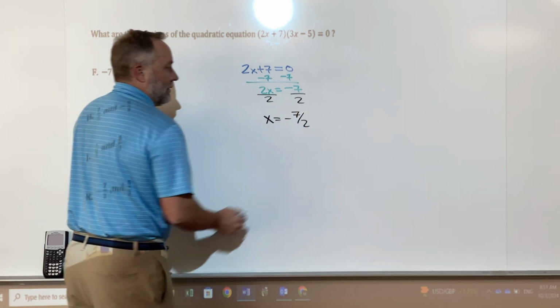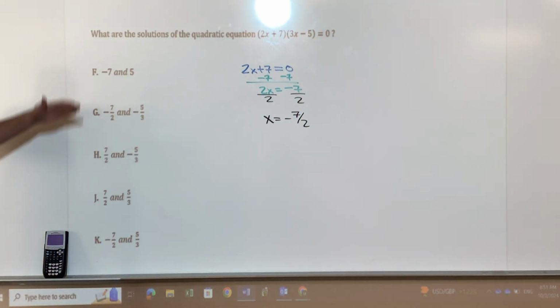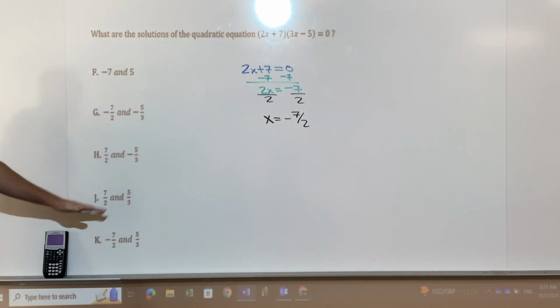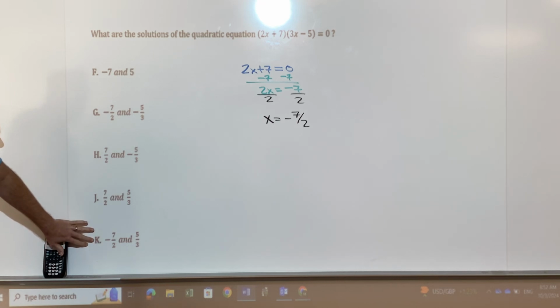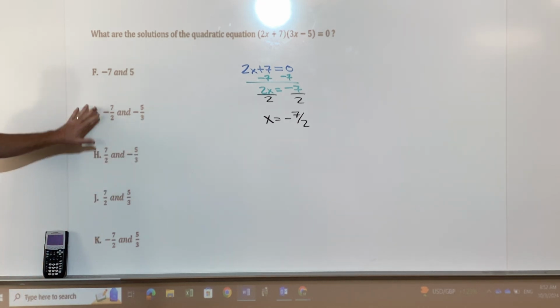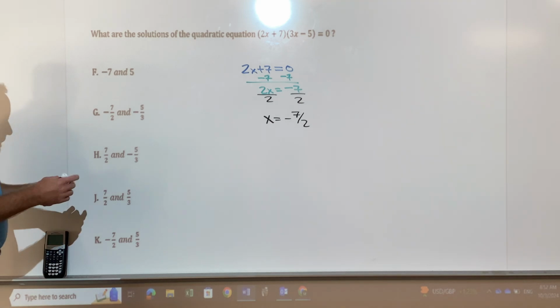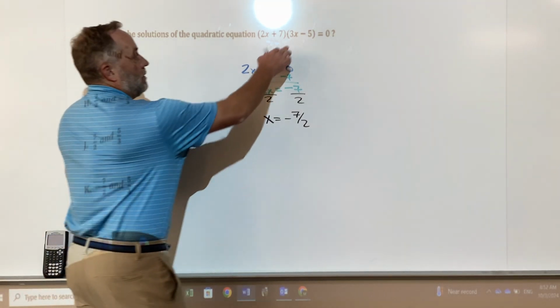giving us a value of x equals negative 7/2. Looking at our answers here, it looks like that alone gets us down to G or K. Those are the only two answers that have negative 7/2 as a solution. So now we do the second piece.